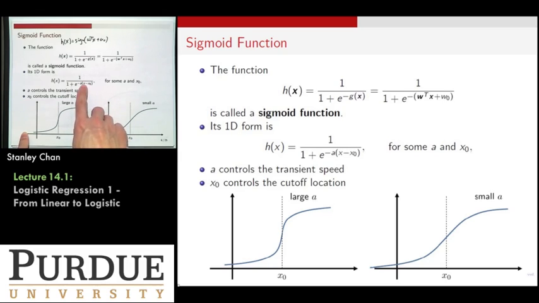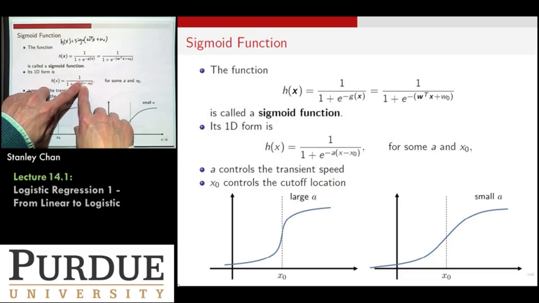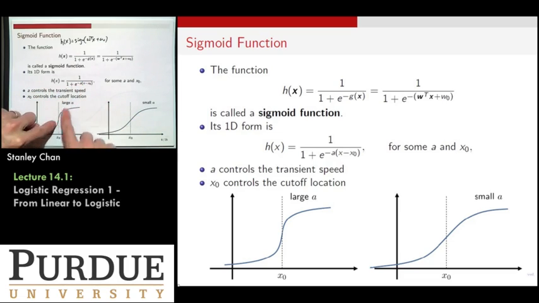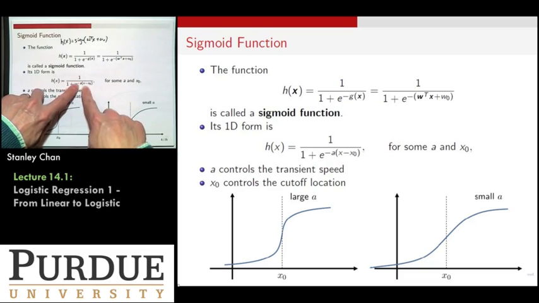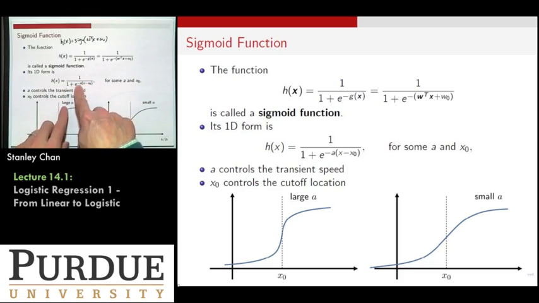As x is way, way, way bigger than x0, then you have e to the power minus a big number, and so that will go to 0, and so 1 over 1 will go to 1. You see that? So at the two extreme cases where x is minus infinity or plus infinity, you can see that the sigma function will go to 0 or 1. And then the transient happens at x equals x0, because when x equals x0, you can show that the slope is maximized. Something that we can do later.